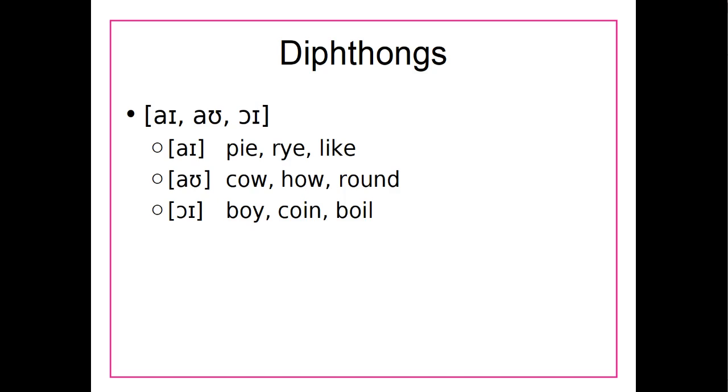So in English, we have the I, the ow, and the oi diphthongs. So the I diphthong, ah and I, we have pie, right, and like. We have the ow, we have cow, how, and round. Then we have oi, so we have ah and e. So we have boy, coin, and boil. So these sounds are all really two sounds, but they happen so often together that they might act like one. So these are called diphthongs.